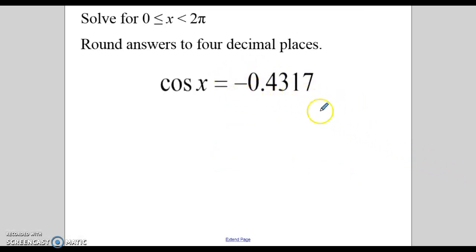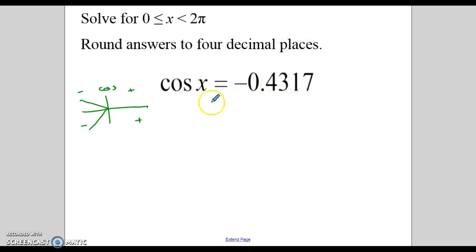What happens when this number is negative? Well, again, the first thing you need to do is decide what quadrants you're in. So cosine, I'm looking for cosine to be negative. Let's see, that's where cosine's positive, which means cosine's negative there and there, which means I want a quadrant 2 answer, and I want a quadrant 3 answer.